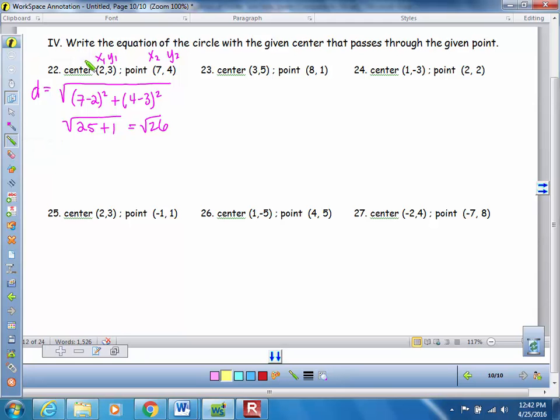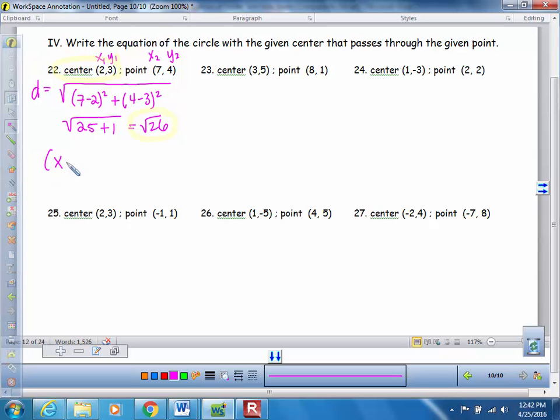Now, we need to plug into the equation of a circle. So we need our center and we need our radius. So our equation will look like x minus 2 squared plus y minus 3 squared. And what do you get when you square square root of 26? 26.